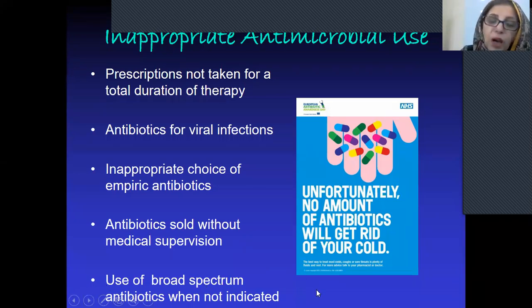Then we are also using broad spectrum antibiotics when not indicated. For example, again, it comes back to the same factor that we do not know which organism is causing an infection. So if we do not know whether it is a gram-positive organism or a gram-negative organism, we try to give an antibiotic which covers both. If it was just a gram-positive organism, which could have been killed by an antibiotic which had a less spectrum of activity, then it would be less liable to produce an antibiotic resistance.